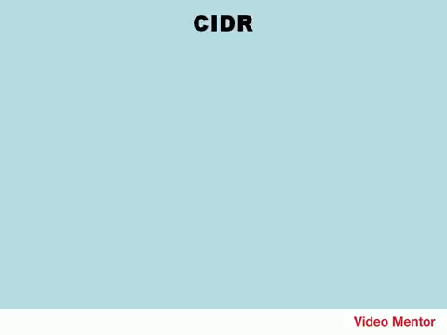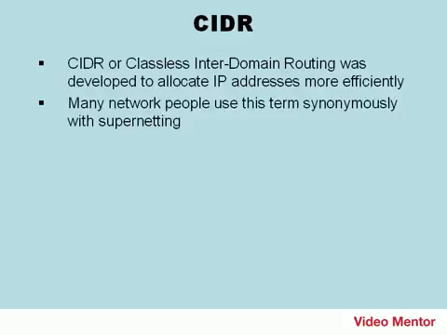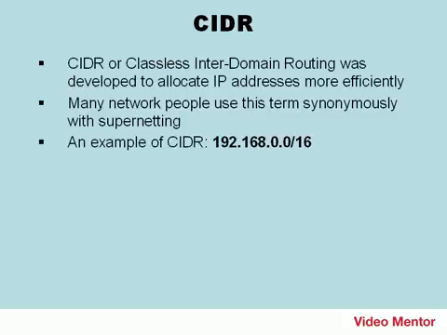Let's talk CIDR. CIDR, or classless interdomain routing, was developed to allocate IP addresses more efficiently and was based on VLSM, or variable length subnet masking. Many network people use this term synonymously with supernetting, but really CIDR is a combination of supernetting and subnetting and just regular old netting.